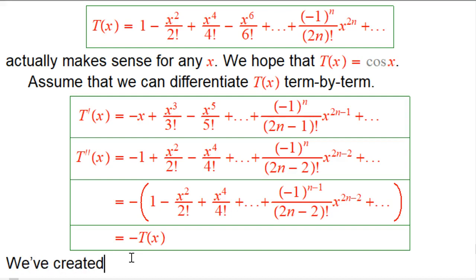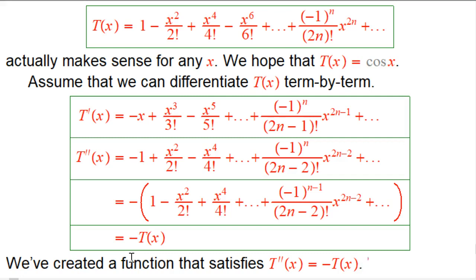Even if we had never heard of cosine before, as long as we believe that this infinite sum actually defines a function for all x and that derivatives work term by term, which are 2 big assumptions, we've created a function that satisfies T double prime of x equals minus T of x. That is something that's true about cosine. And it might be why in a particular problem you care about this function. You might be solving a differential equation that says, I want a function whose second derivative is minus itself. Okay, so this is a good example of how power series can be pretty wonderful.